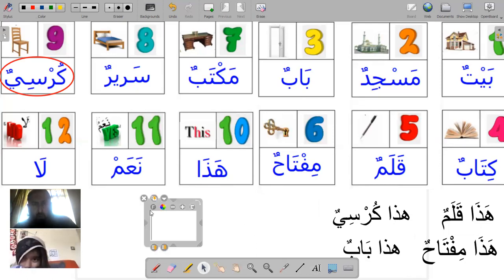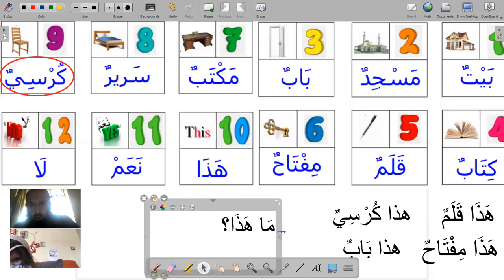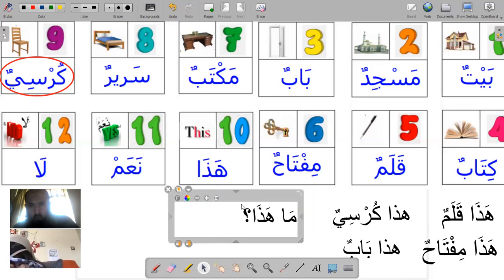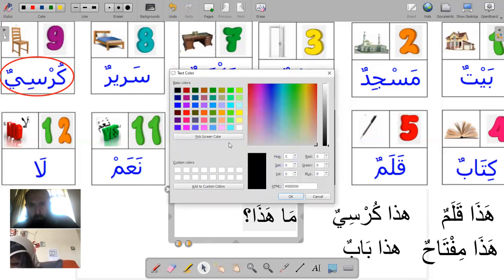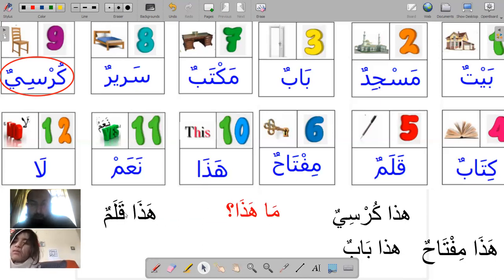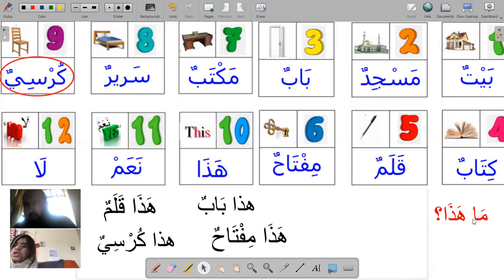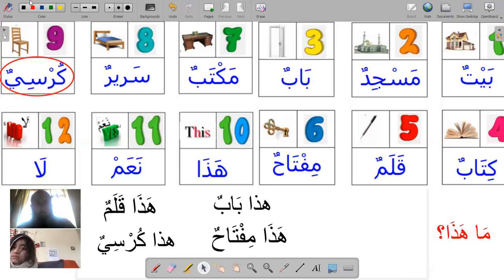Okay, now I want you to understand what is this? Do you know it? ما هذا. ما هذا. Is it a question? Yeah, in the red one. ما هذا means what is this.